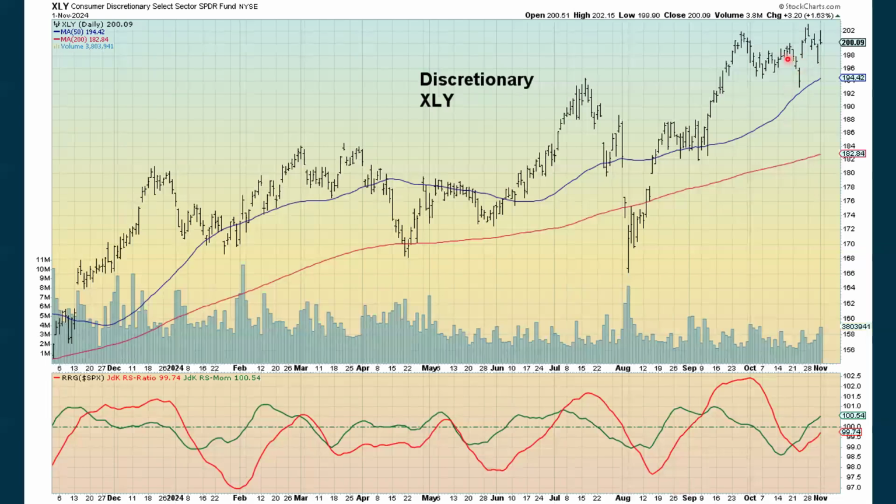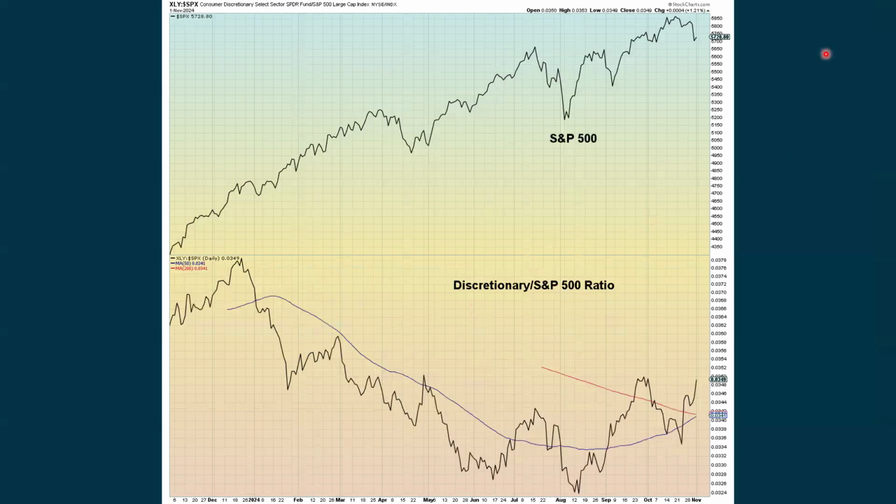Discretionary, looking pretty good and actually one of the better areas. For a lot of 2024, this area was really underperforming. Now it's looking a little bit stronger, and Tesla and Amazon are included in this group. And we're seeing an improvement here, enough to possibly generate a golden cross with the discretionary to S&P ratio.